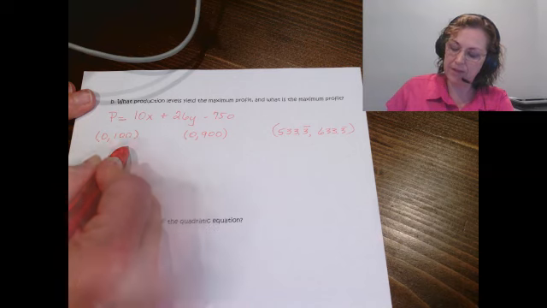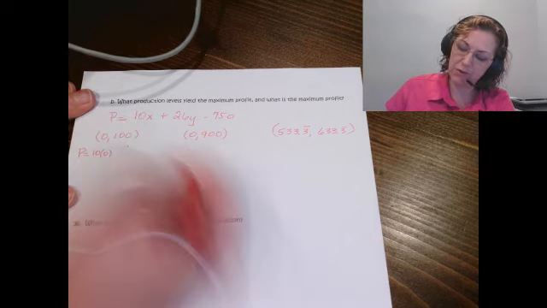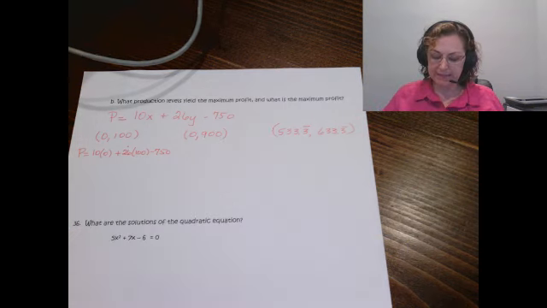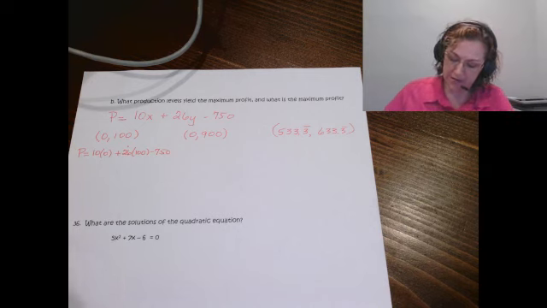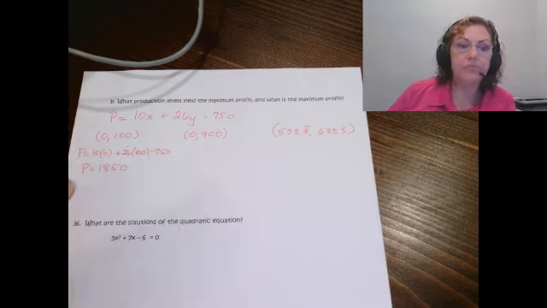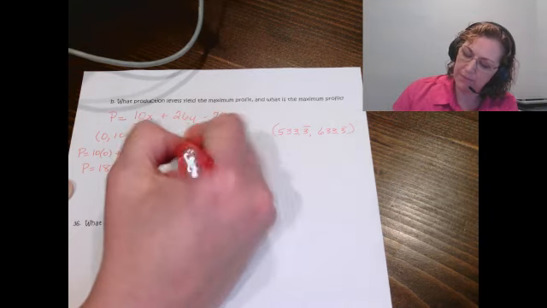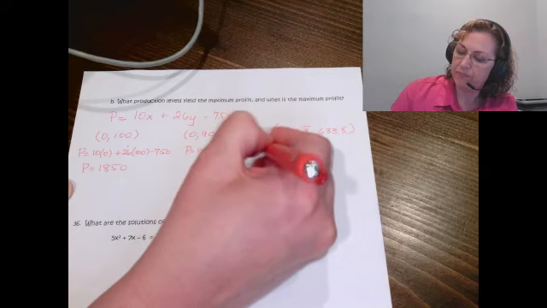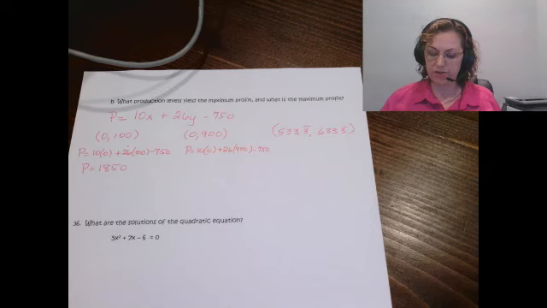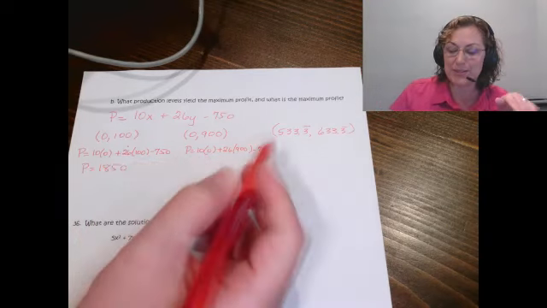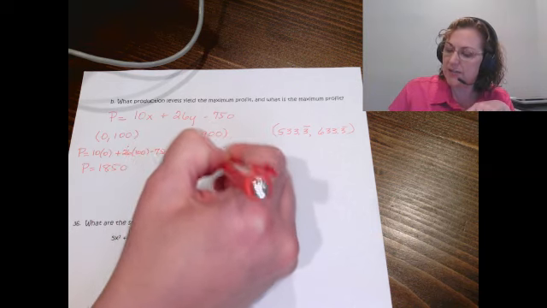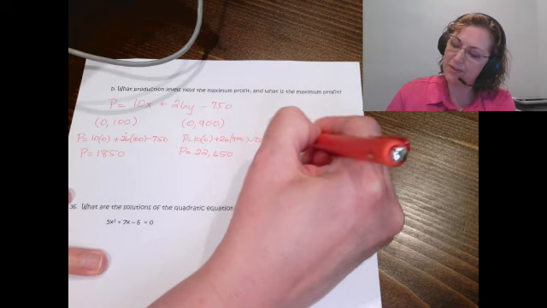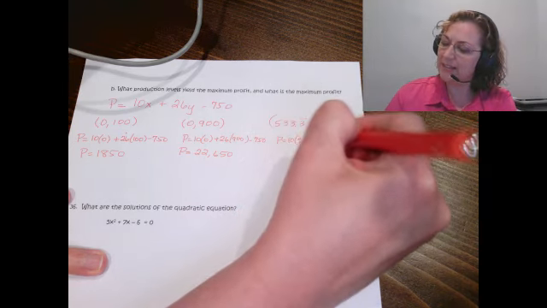So this is X, this is Y. We get to plug it in. 10 times 0, you and I know that's still 0. Then I've got 26 times 100 minus 750. So hopefully you're putting that in your calculator, and that gives you a profit of 1850. We're going to do the same thing for the second one. Plugging in 0 and 900. So I got 26 times 900 minus 750. Oh, by the way, 10 times 0 is still 0. So I get 22,650.